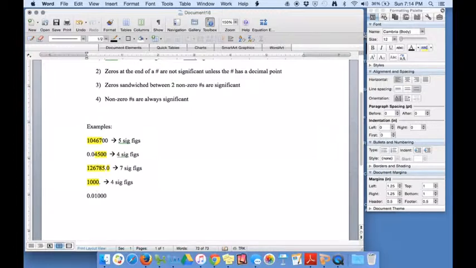The last number we're going to do here is 0.01000. Now this digit 1 is significant because it's a non-zero digit. The following 3 zeros are significant because they are after a decimal point and after a significant digit, but those first two are not significant because they're at the start of the number, and that leads to 4 sig figs for that number.